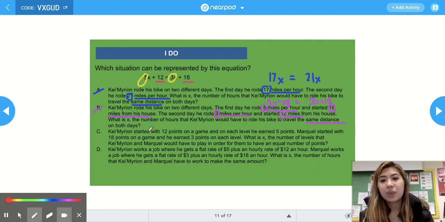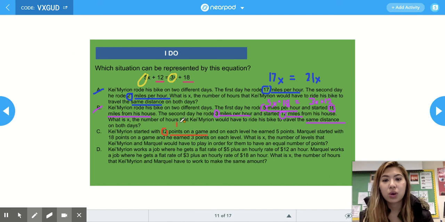Answer choice C says Kimarian started with 12 points on a game. So his starting value is 12. So that's going to be our constant. And on each level, he earned 5 points. So that's our sign or our indicator that 5 is going to be our slope or our coefficient. So we have 12 plus 5x. Then it says Markel started with 18 points on a game. So 18 is going to be our other constant, and he earned 3 points on each level.